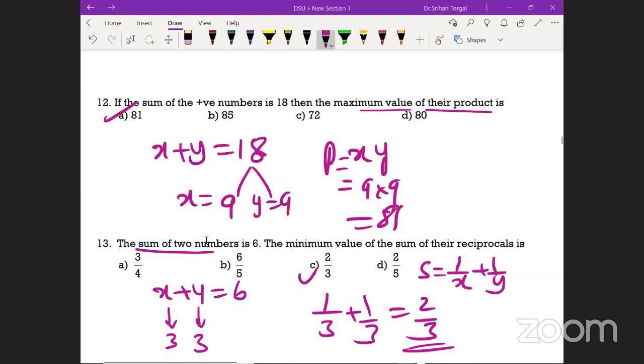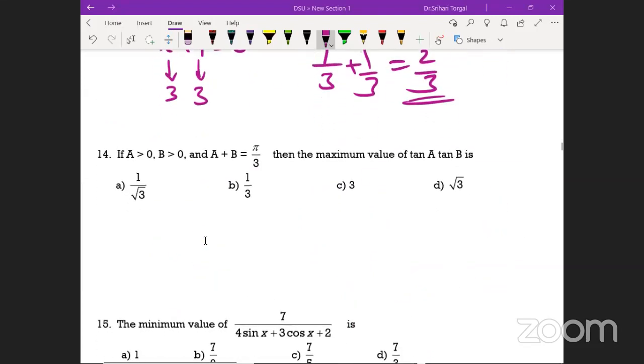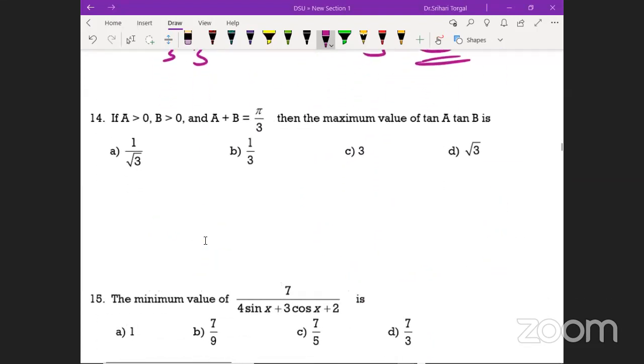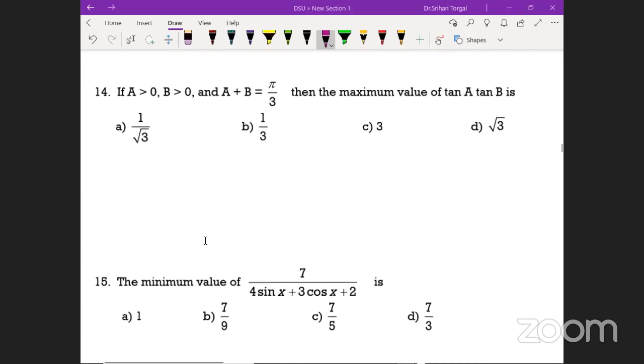Question number 12. After completion of second, question number 13 over. Okay. Now we'll move on to question number 14. Tell me the answer now.